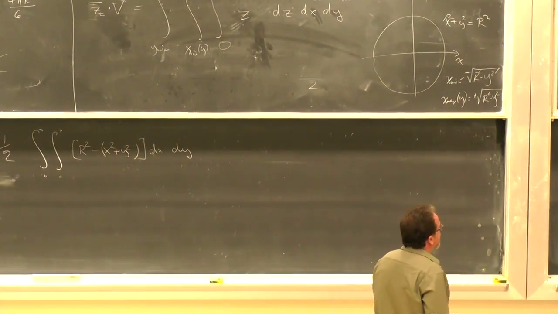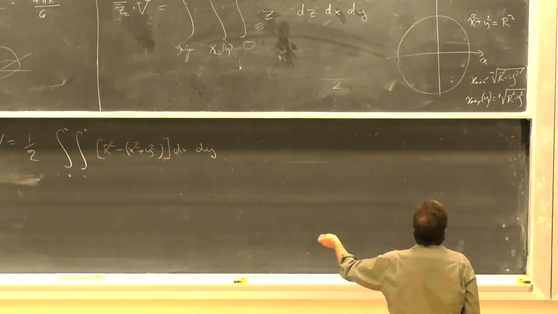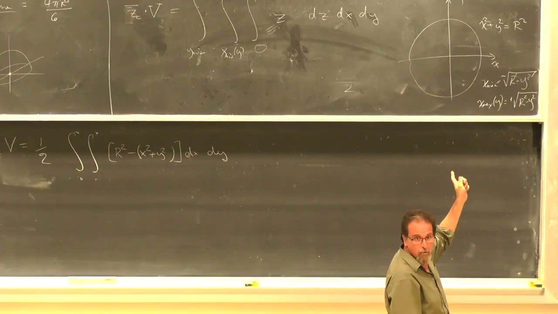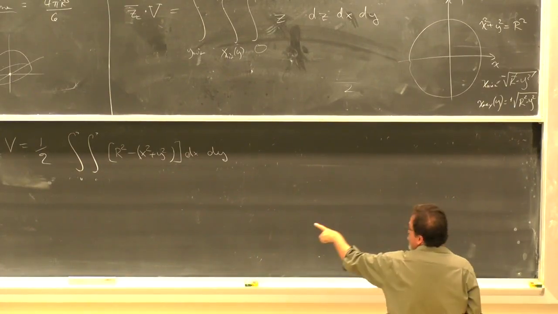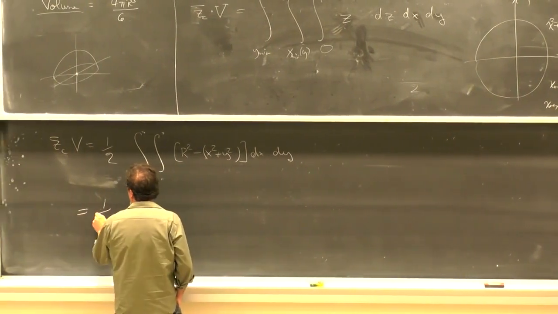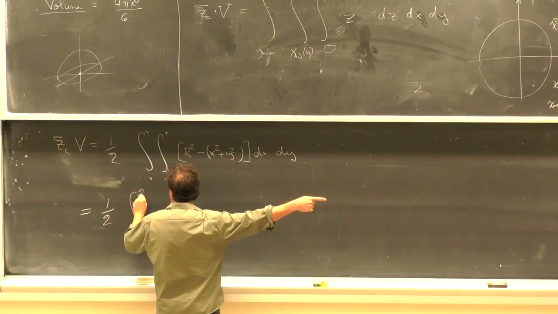Well, I could do this, but I don't want to, because it's over the disk, and I want to recognize that polar coordinates make much more sense over the disk. So I'm going to switch this to polar coordinates right now. In polar coordinates, I have a 1/2. Again, it's the same transformation as I did there.